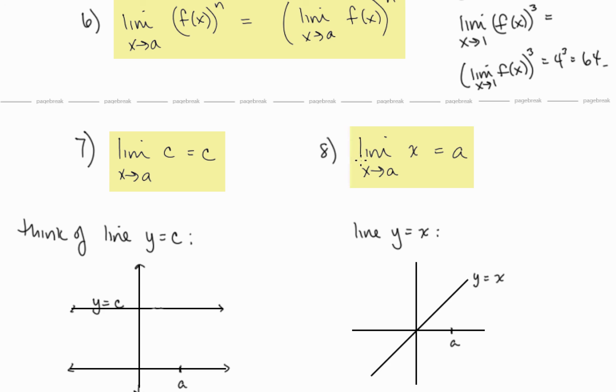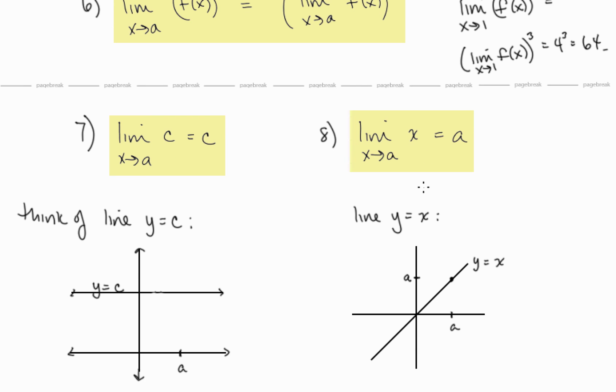We also have the limit as x approaches a of x. Well, this is saying as x approaches a, what does x approach? Well, a. We could also think about this graphically on the line y equals x. As the x values approach a, the y values will also approach a.